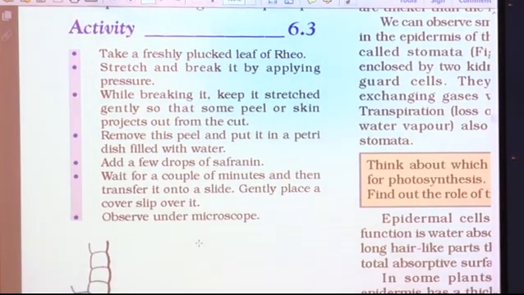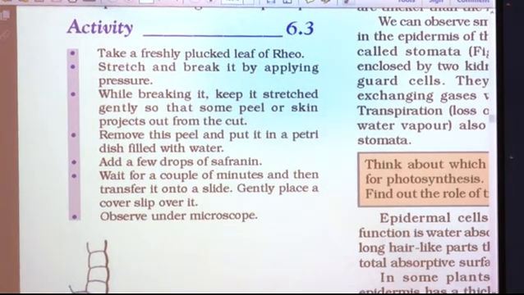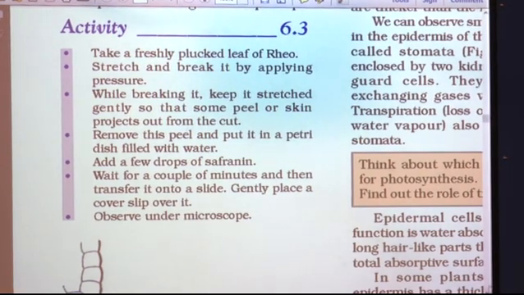So after discussing this, let's move to the next point. I have already introduced you to activity 6.3. So let us revise that activity 6.3. What you have to do in this activity: you have to take a freshly plucked leaf of Rhoeo. Then you have to stretch and break it by applying pressure. While breaking it, keep it stretched gently so that some peel or skin projects out from the cut. Remove this peel and put it in a petri dish filled with water.